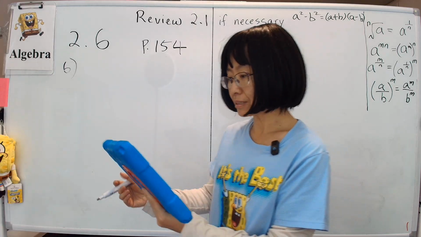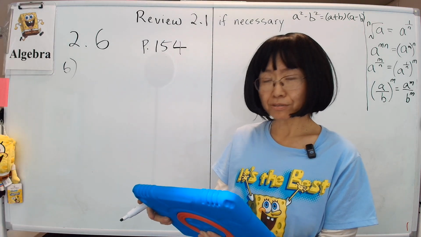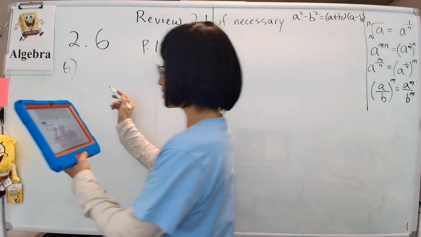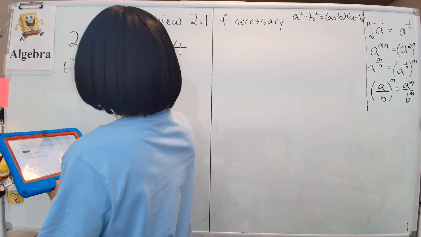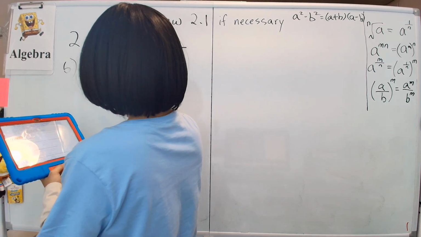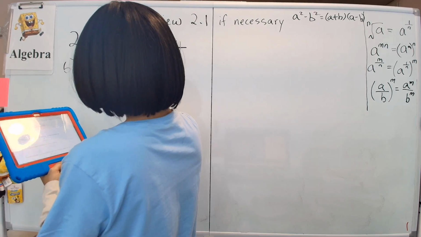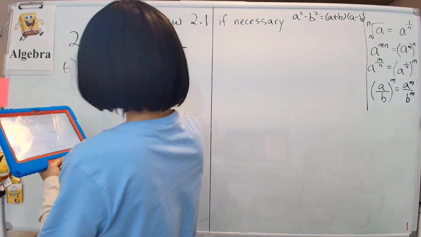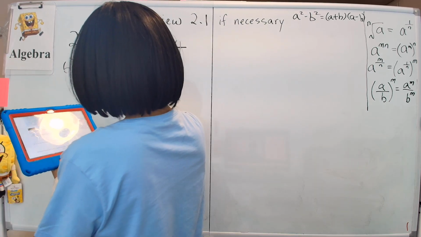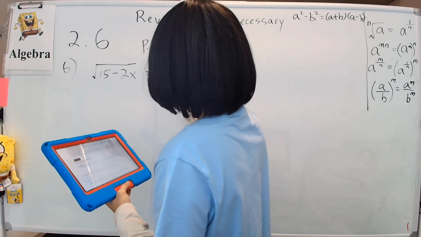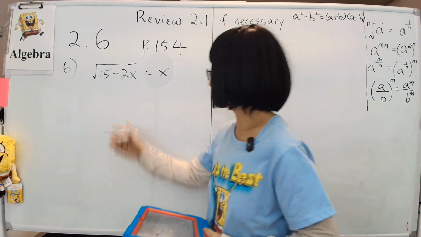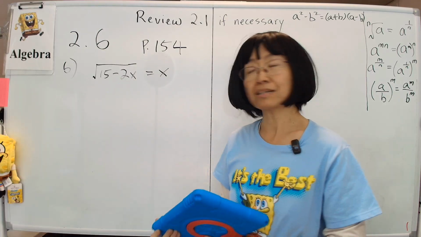Now, example 6, we have an equation with a radical in it. So let's look at this thing. Here's a radical. I don't know why it's called radical. The word radical might come from the word root, is why. Okay, anyway, so we have this situation: square root of 15 minus 2x equals x.